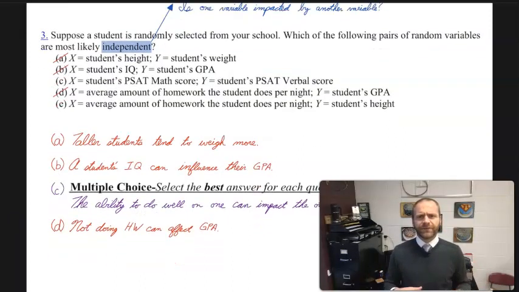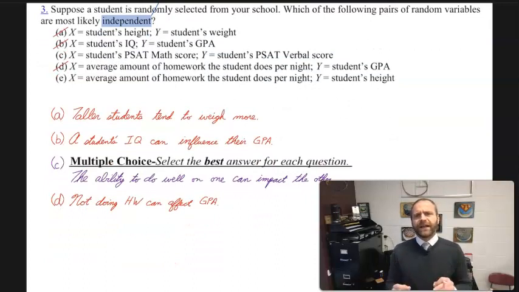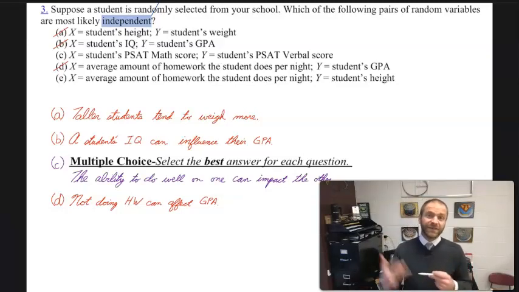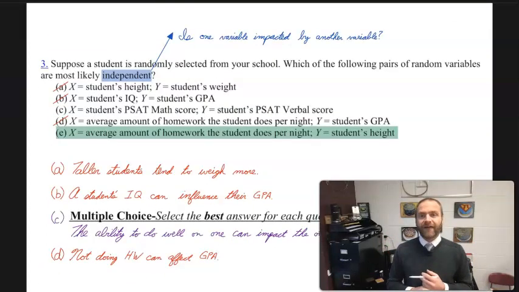Well, I'm going to go back to the original directions. Select the best answer. Now, again, the ability to do well on math or verbal for the PSAT can impact the other. They are not independent. But if I did not know that, then I have to choose between choices C and E. And between those two, the one that really does seem like it is the most likely independent one is going to be E, the average amount of homework time spent and a student's height.